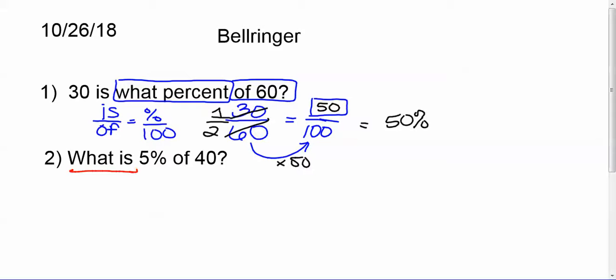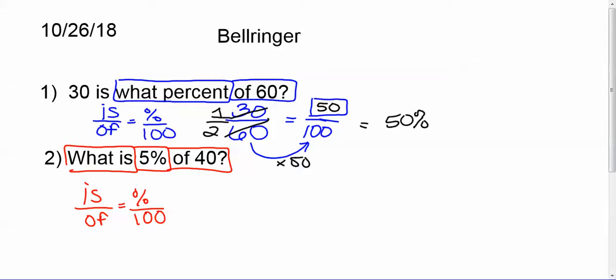All right. What is 5% of 40? We have these different sections here. Take that 6 seconds it takes to write down this setup: is over of equals percent out of 100. If you don't see is and of, you can always use part and whole equals percent out of 100, but these two obviously are going to be best with this setup. So what is 5% of 40? The 100 goes right there. Where do I put the 5%? Lonnie, nice and loud.